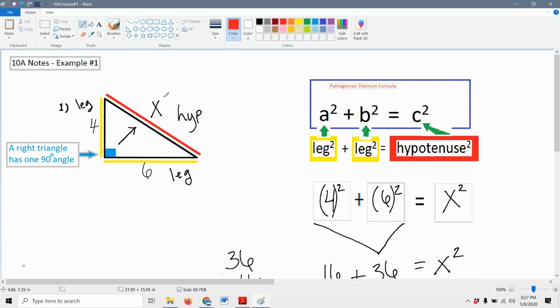Now that x here is the hypotenuse length, 2 root 13, and that's our answer.